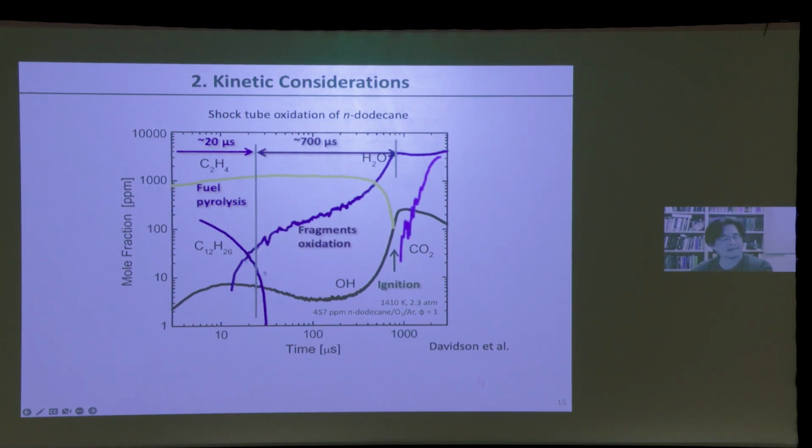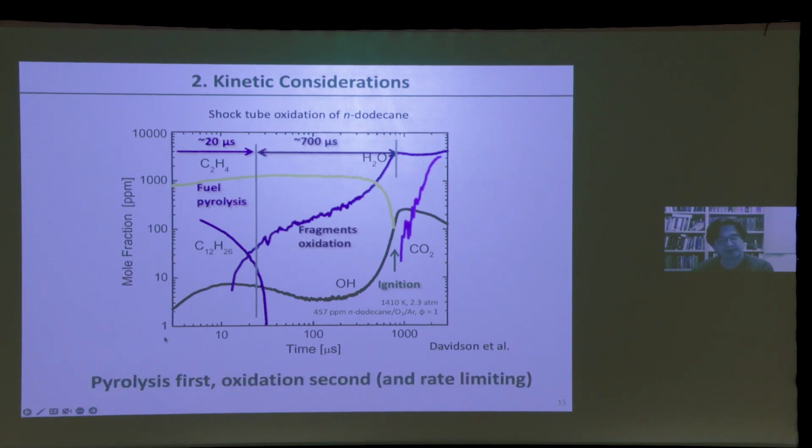You never burn a large fuel directly, or never oxidize a large fuel directly. You oxidize the fragments of its dissociation products. So that's the key point. How general is this observation? To summarize, we have pyrolysis first, oxidation second. Oxidation takes much longer, and it is, of course, rate limiting. That's a key characteristic of burning large hydrocarbon real fuel components. The oxidation process takes 700 microseconds, and oxidation of ethylene is rate limiting.